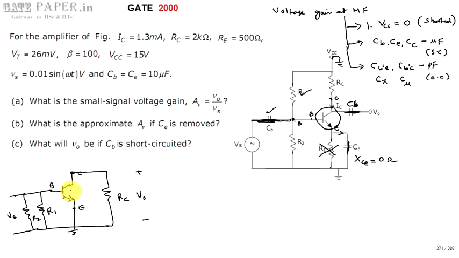Now you have to replace this symbol of the transistor. For that, you can use either the H parameter model, the R parameter model, or the T parameter model. The H parameter model cannot be used in this case because no H parameter values are given. Whenever no H parameter values are given, it is better to take the R parameter model, and whenever there is a resistor, it is better to take the T model.